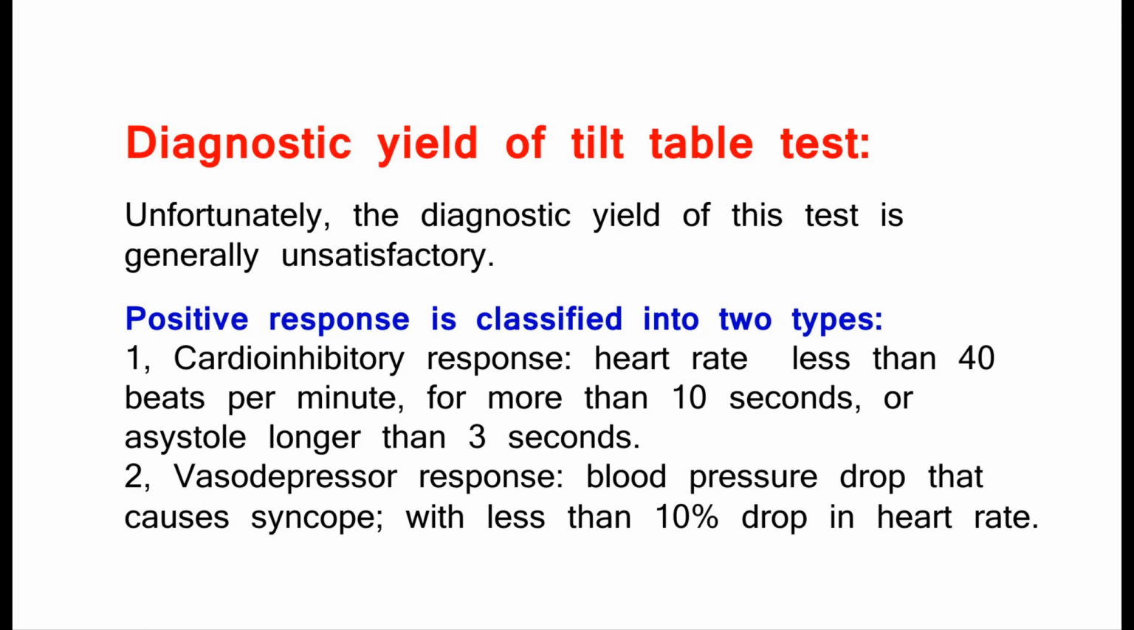Diagnostic yield of tilt table test. Unfortunately, the diagnostic yield of this test is generally unsatisfactory. Positive response is classified into 2 types. 1. Cardio-inhibitory response, heart rate less than 40 beats per minute, for more than 10 seconds, or asystole longer than 3 seconds. 2. Vasodepressor response, blood pressure drop that causes syncope, with less than 10% drop in heart rate.